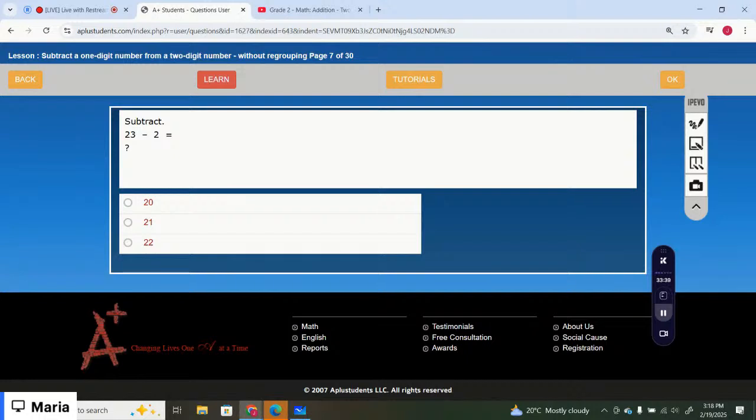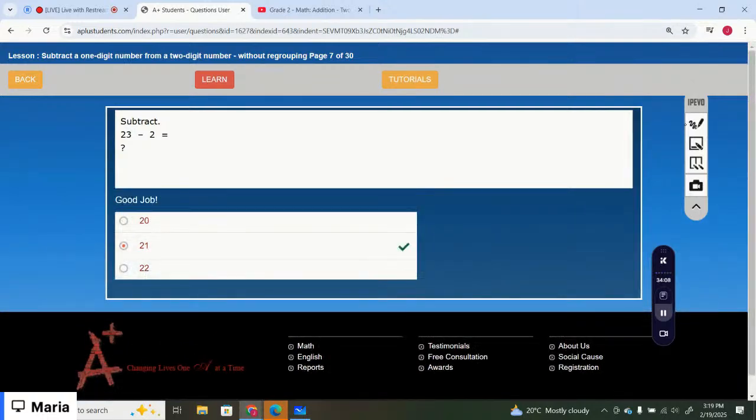23 take away 2. That is, 23 take away 2 is 21. Option number 2 is the correct option.